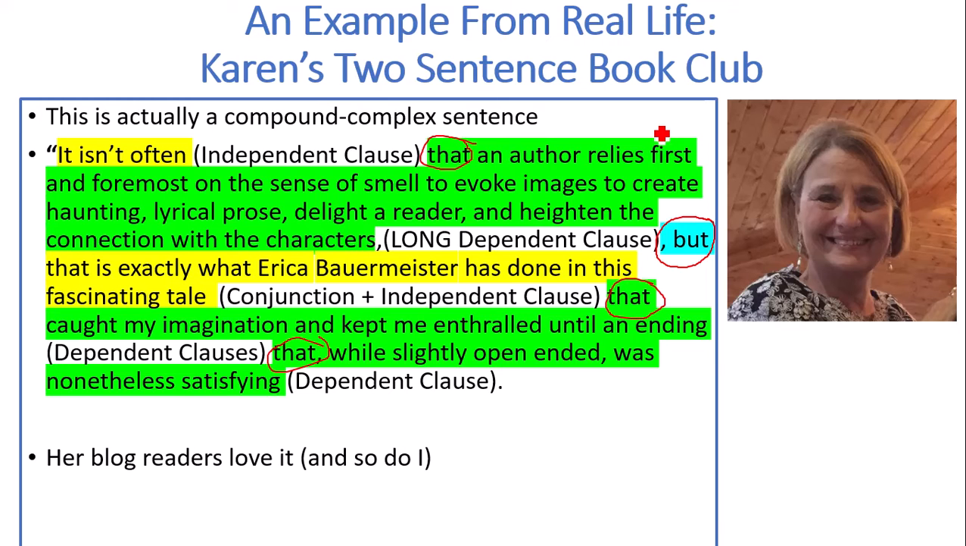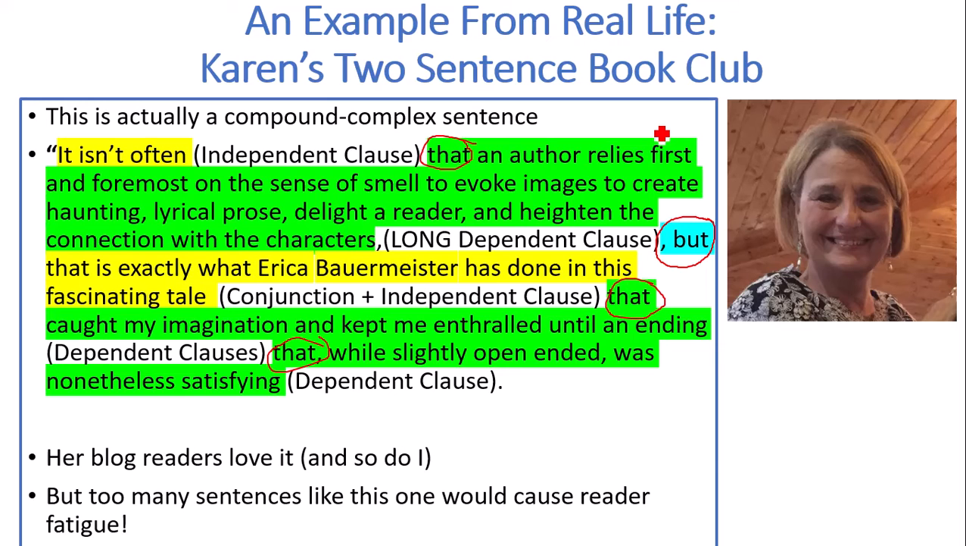However, if she was in a class and trying to write about a book this way, it would really cause some reader fatigue. So a reader would get tired out and maybe confused. It would be hard to follow those ideas. And even the way that I broke it down, it's probably a little confusing. So I'll read it all together.